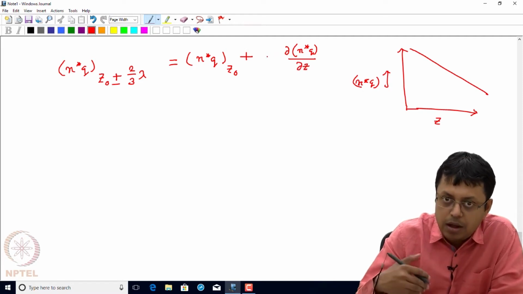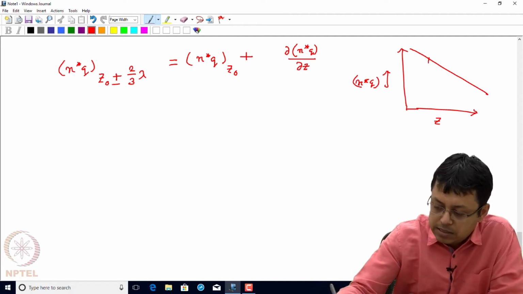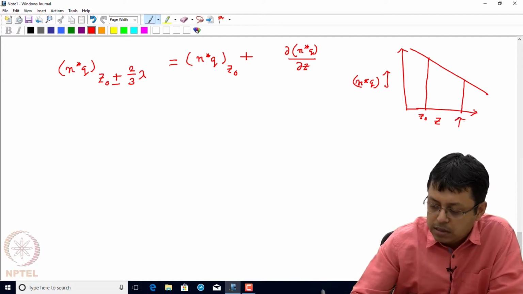And now if you have a gradient, suppose this is the z0 value, and at some point I want to know what the value is here.